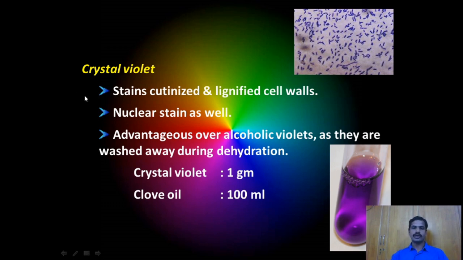It is a very important stain, mainly used in bacteriological staining. This stains cutinized and lignified cell walls. It is a nuclear stain as well. This is advantageous over alcoholic violets as they are washed away during dehydration. The crystal violet stain is prepared by dissolving 1 gram of crystal violet dye in 100 ml of clove oil.